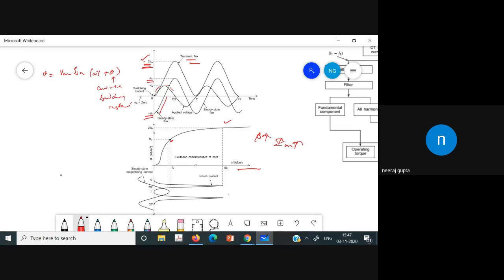Now let us suppose that phi is the instantaneous value of the flux. Then we can write V equals n d phi by dt, as we have discussed in the previous expression. Finally, we will have n d phi by dt equals Vm sine of omega t plus theta. Then we will have d phi equals, and I can write the expression of this phi directly without going into detail.